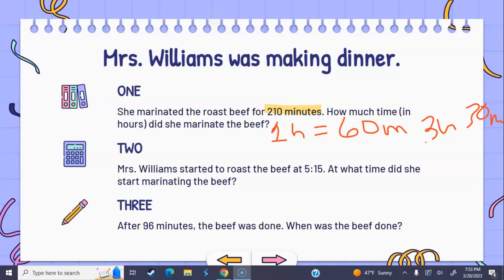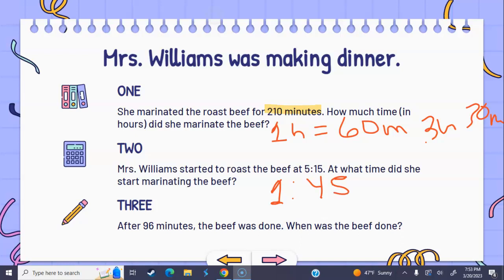Now, if she started roasting the beef at 5:15, what time did she start marinating it? So we want to start at the 5 and then go back 3 hours. So 5 minus 3 is going to be 2:15. And then from 2:15, we need to subtract that extra 30 minutes. So you subtract 15 minutes, and then another 15 minutes to get your time, which is going to end up being 1:45.